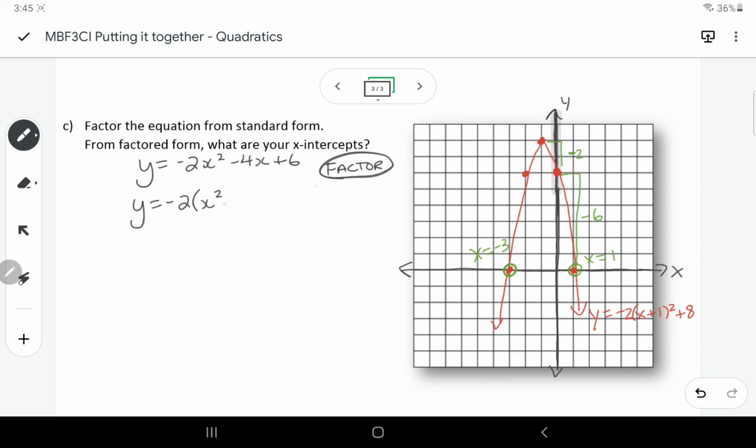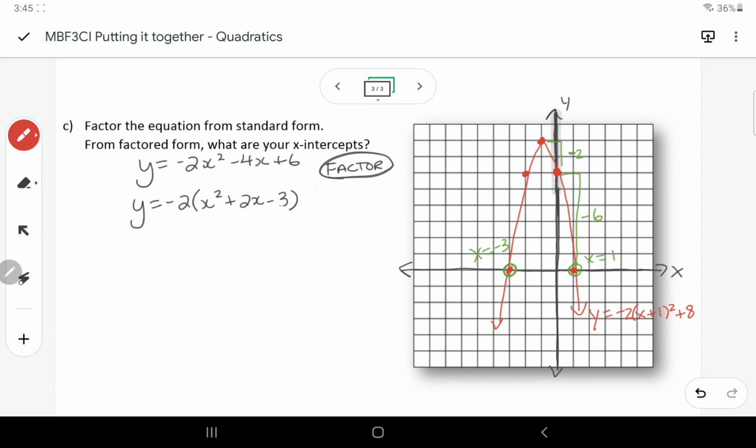So we've got x squared, and then if we divide a negative 2 out of negative 4, so negative 4 divided by negative 2 is plus 2x, and negative 2, if we divide that out of positive 6, so positive 6 divided by negative 2 is negative 3. And now we have to factor what's left in that bracket.